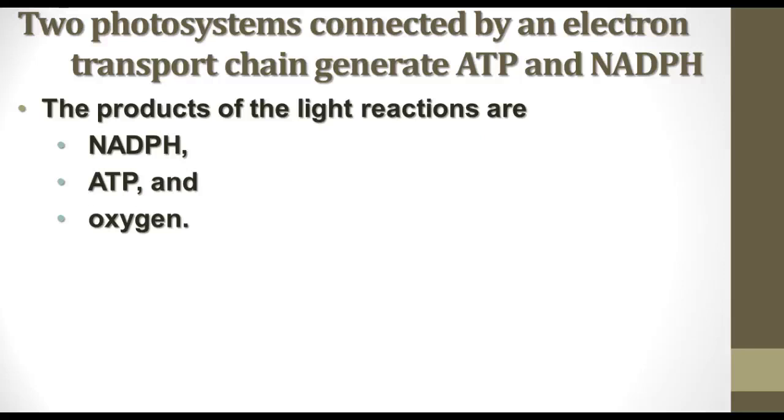The products of the light reactions are three things: NADPH, ATP, and oxygen. The oxygen is a byproduct. It is a waste product of this process. It is released to the atmosphere, and the NADPH and ATP will provide energy to make the sugars.